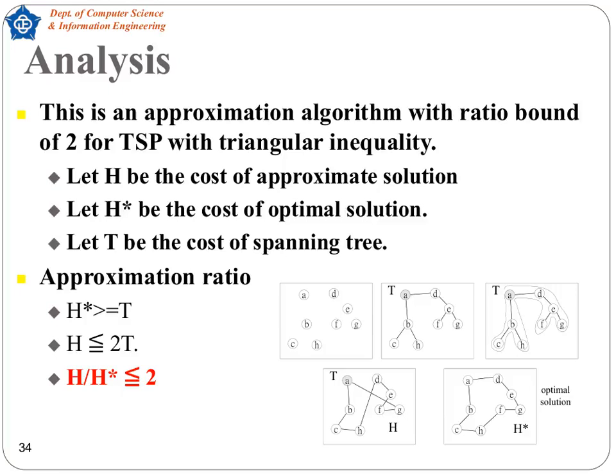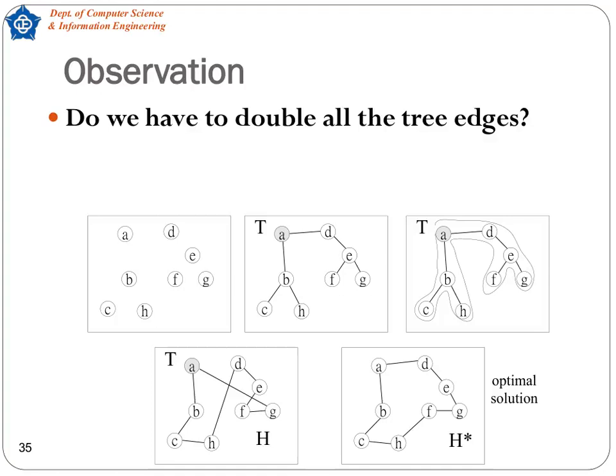The row of diagrams at the bottom illustrates each step in action. Starting with points A through H, we build the MST, double its edges into an Eulerian tour, shortcut to produce our approximate tour H, and finally compare it to the true optimal tour H*. To see this in action, let's walk through the panels.